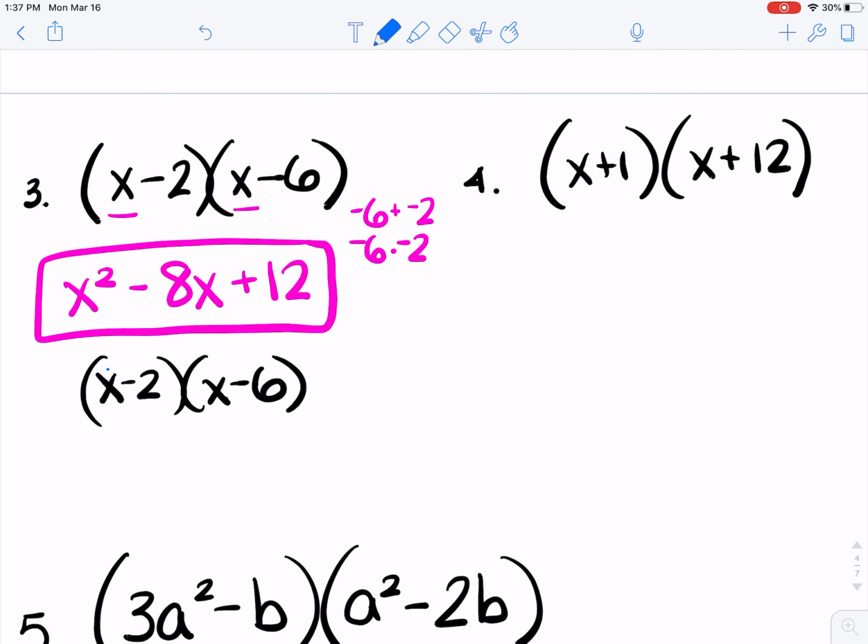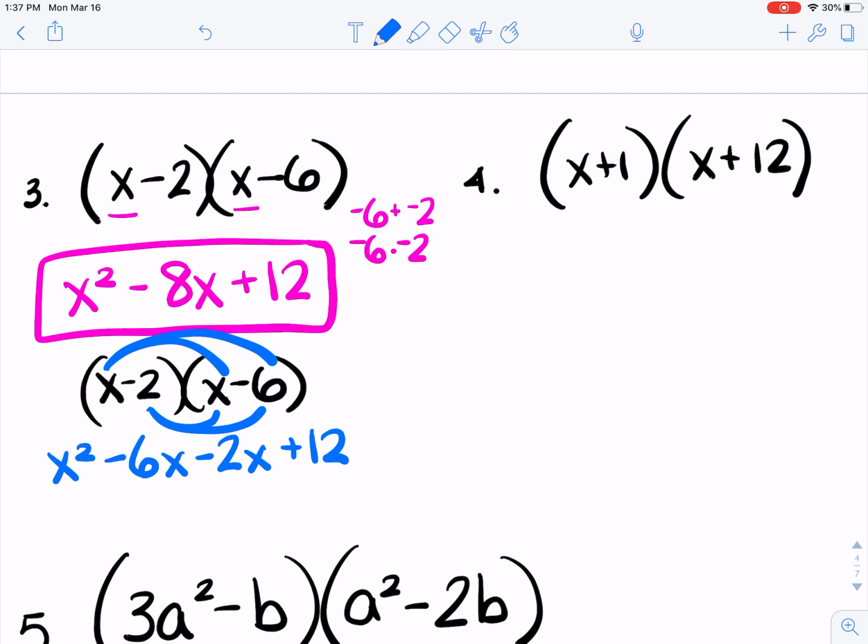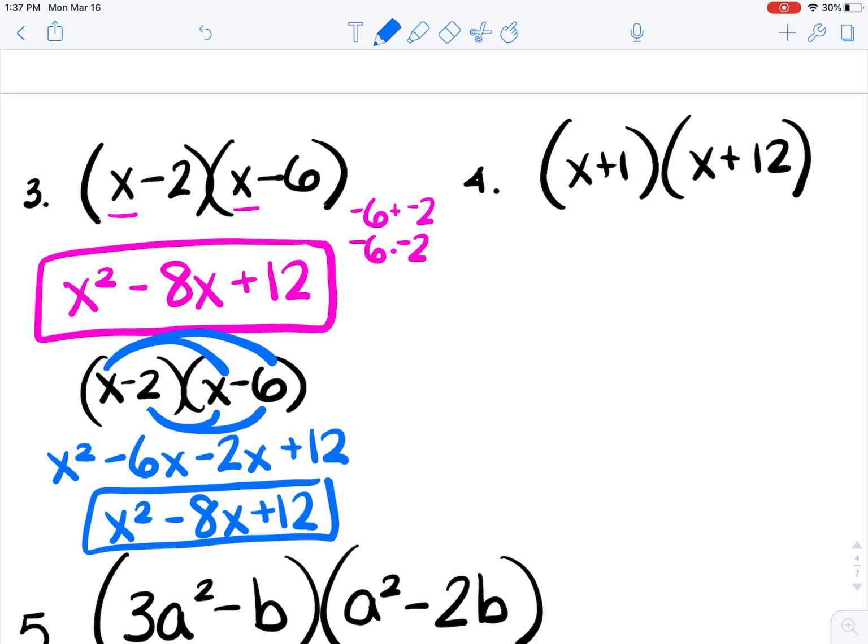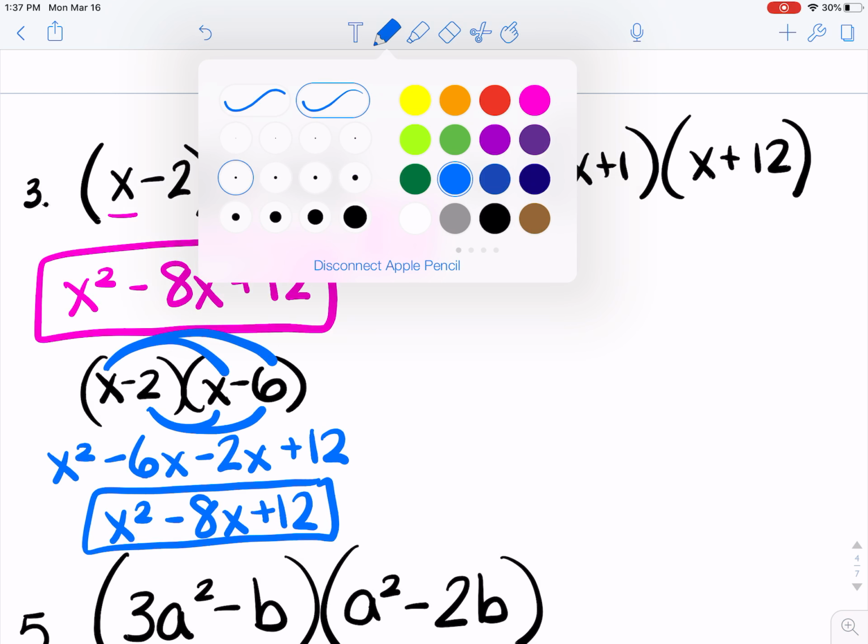So here, x times x gives me x squared. X times negative 6 is negative 6x. Negative 2 times x is negative 2x, and negative 2 times negative 6 is positive 12. Lastly, you're going to combine your like terms, and as you can see, I get the same exact answer I did when I did the shortcut. So we'll try another shortcut on this next one.